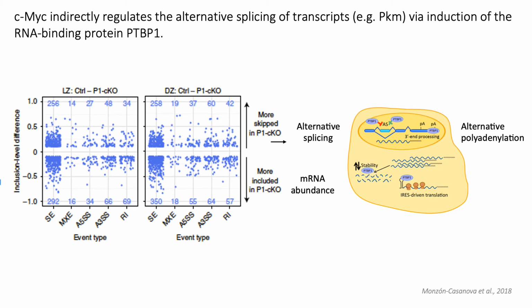As well as transcription factors, RNA binding proteins were observed to have important roles in the selection process. Recently, our group revealed that PTBP1 regulates c-Myc dependent genes, and they're involved in post-transcription processing such as alternative splicing, RNA abundance, and alternative polyadenylation.